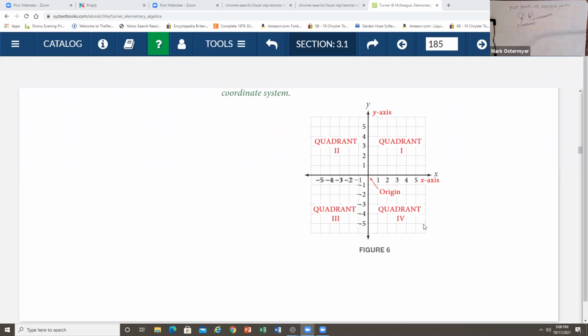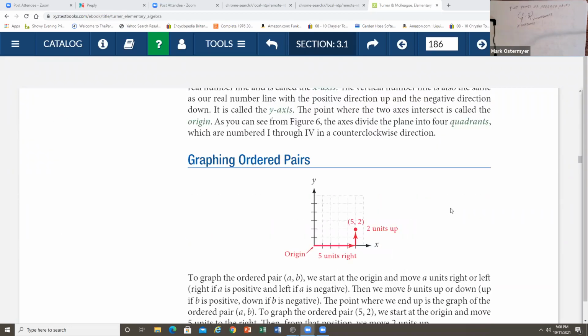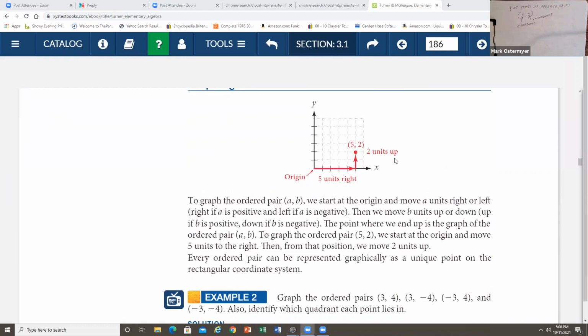So this is section 3.1 here. All right, scrolling on down here. To plot the point or the ordered pair (5, 2), we start at the origin, which is the intersection point of the x and y axis. Since the x coordinate of our point is positive 5, that means we move 5 units to the right on the x-axis. 1, 2, 3, 4, 5. And then the y coordinate of this ordered pair is positive 2, which means we move up 2 units. 1, 2. And then we plot the point right here at (5, 2).